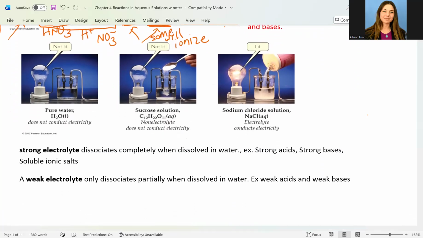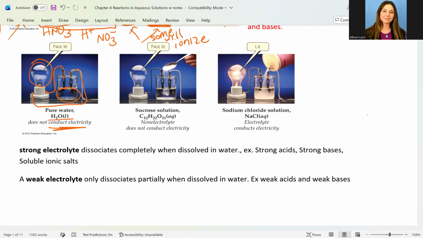And we can see an example here in pure water, so just H2O. We don't have anything dissolved. Our light bulb will not light up here when we connect it to a circuit. So we have our electrodes and our power source, but we're not able to light up this light bulb because pure water doesn't conduct electricity.